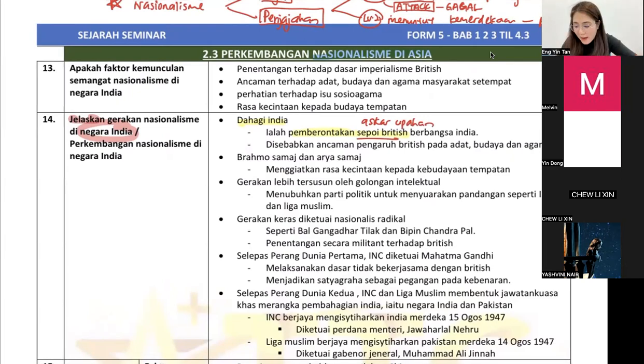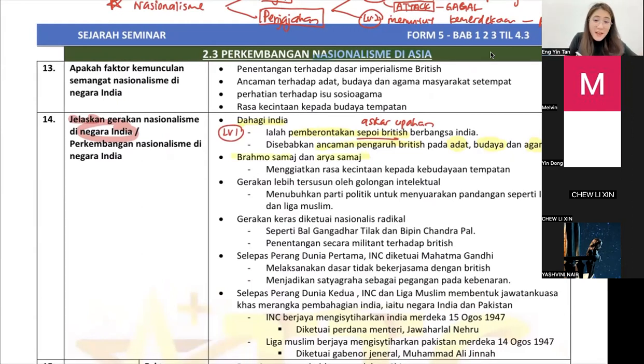So this one askar upahan now support. So remember Dahagi India is a war, attacking British. And they say it is because the British are threatening our culture, budaya, agama. You know lah. This is level 1. Attacking, fail. That's why gerakan ini gagal. Moving on to the next step.